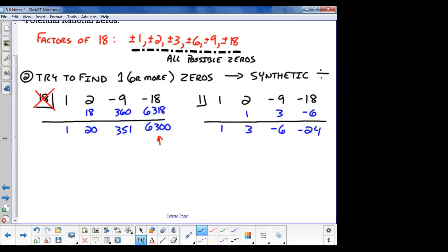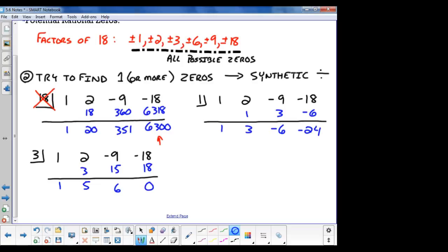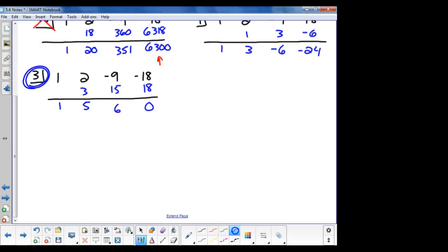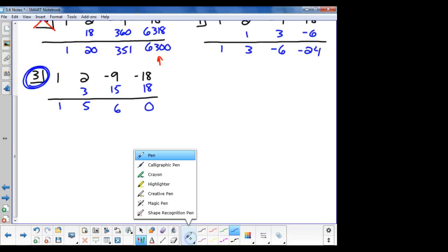3. Somebody said 3. Okay. 3 into 1, 2, negative 9, and negative 18. Okay. So, we get 1. 3 is 5. 15 is 6. 18 is 0. Ding, ding, ding. What do we have? We have a 0. So this is a 0.